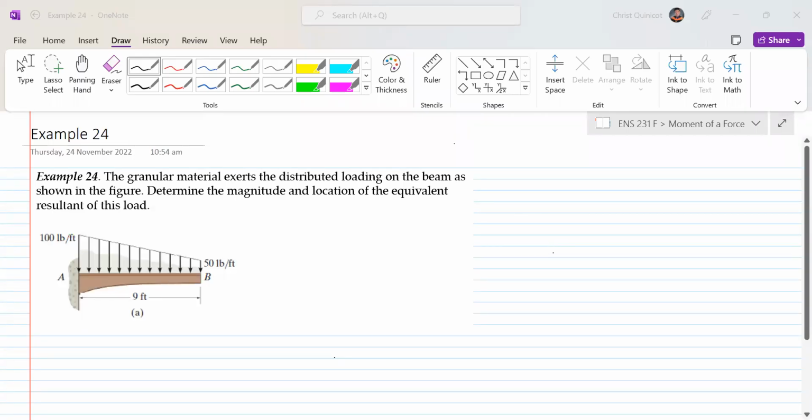Example 24. The granular material exerts the distributed loading on the beam as shown in the figure. Determine the magnitude and location of the equivalent resultant of this load.